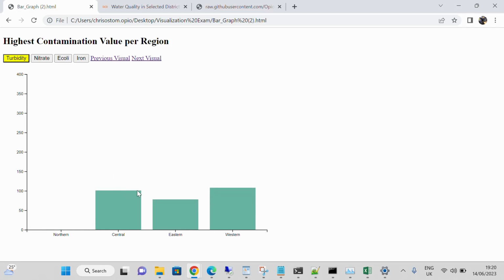For E. coli, I think Western had the highest, followed by Central, followed by Eastern, and Northern didn't have any water source contaminated by E. coli. And then for iron, you find the same story. Northern didn't have any water source contaminated by iron. Neither did Western, but Eastern and Central had some, and there were not even so many of them. So this visual will help us to analyze that piece of information.